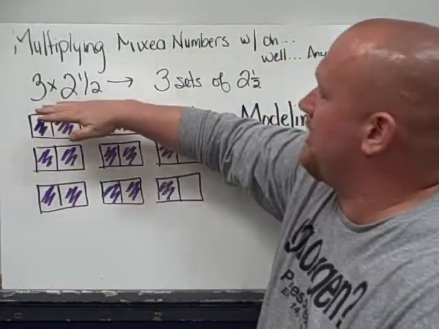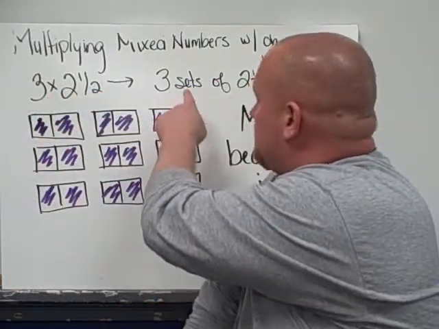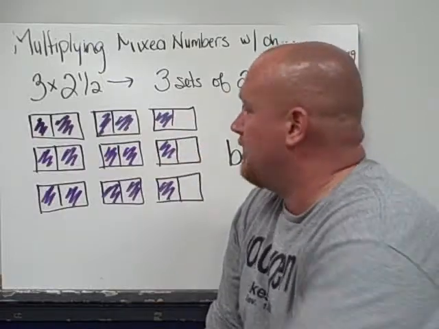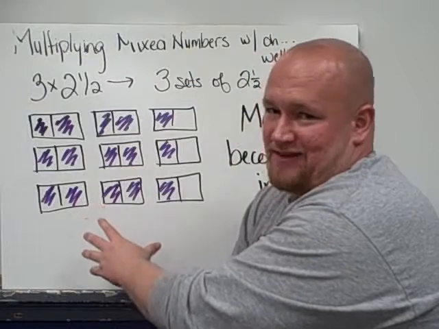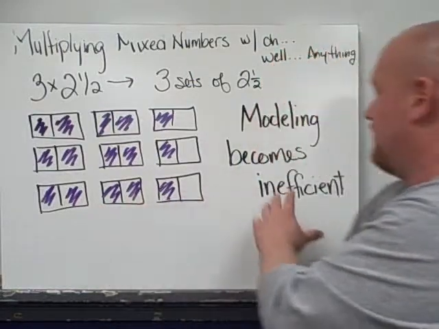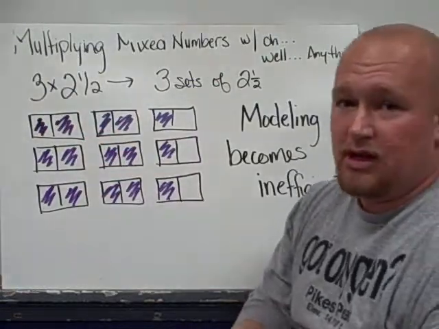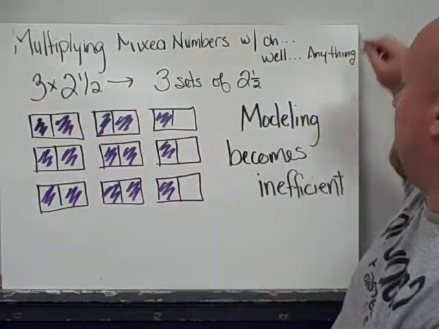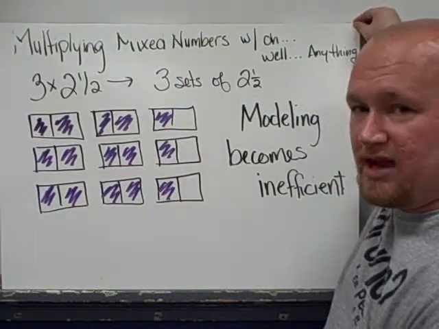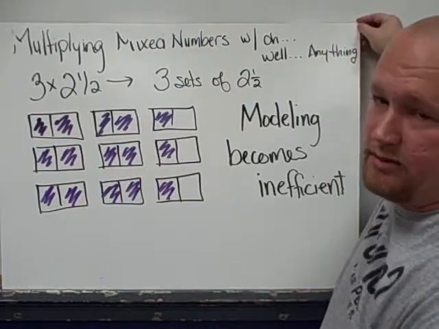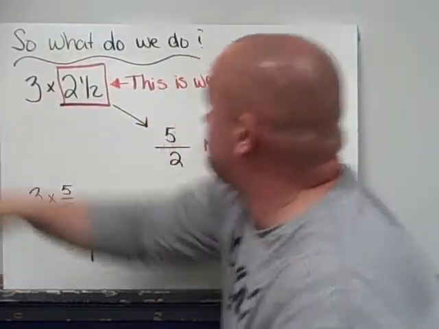Okay, so let's take 3 multiplied by 2.5, which really reads 3 sets of 2.5. So you've seen me draw out 3 sets of 2.5, but modeling becomes inefficient. We want to save the trees, save the forest, and not have to take 9 pages to do our homework. At this point in your mathematical career, we really need to know how to do the standard algorithm. So we're going to skip modeling. So what do we do?